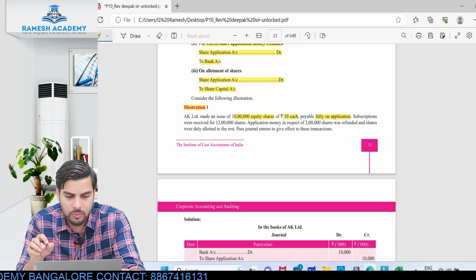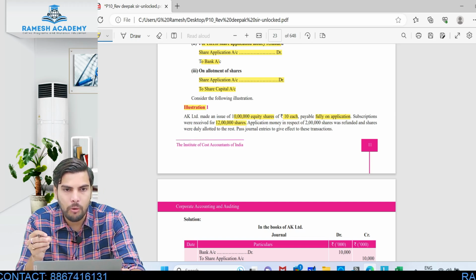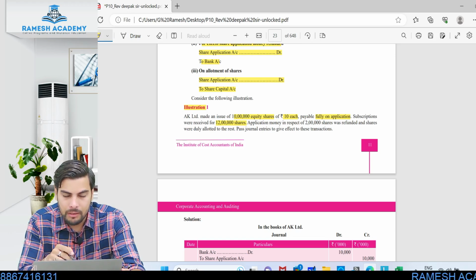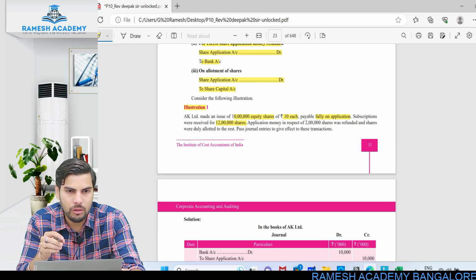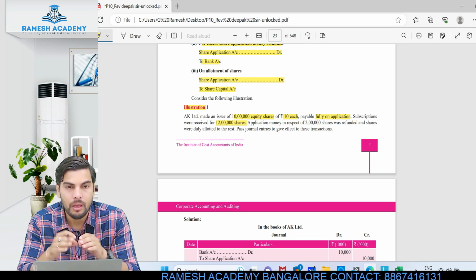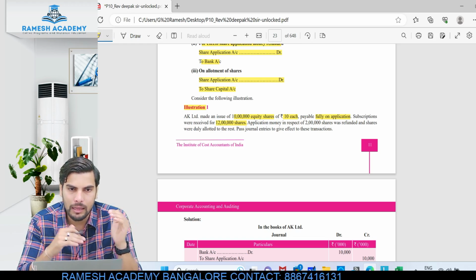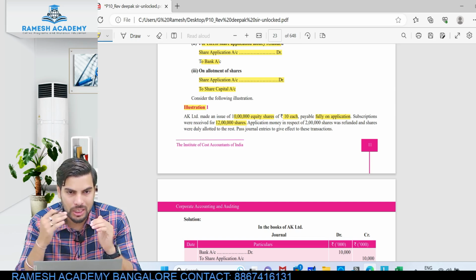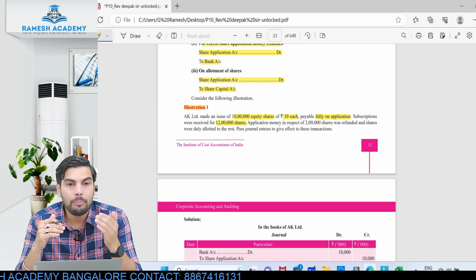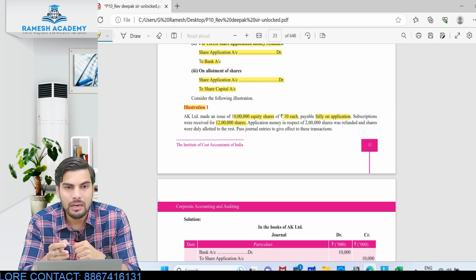Subscriptions were received for 12 lakh shares. The company is issuing 10 lakh shares, but the public applied for 12 lakh shares. So what do you think? Is this full subscription, oversubscription, or under subscription? I've already told you the meaning. If I'm issuing 1 lakh shares and the public subscribes for 1 lakh shares, it is full subscription. If the public applies only for 80,000, it is under subscription. If the public is willing to purchase 1.5 lakh shares, that would be treated as oversubscription. So in this case, it is clearly a sign of oversubscription.